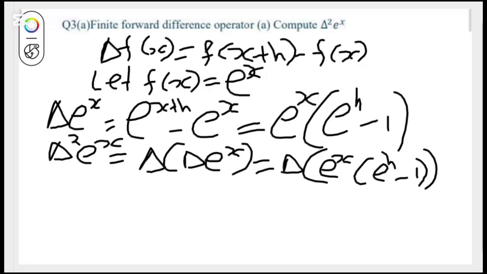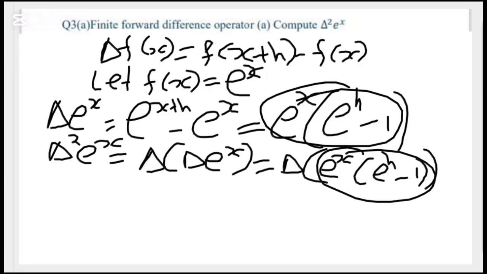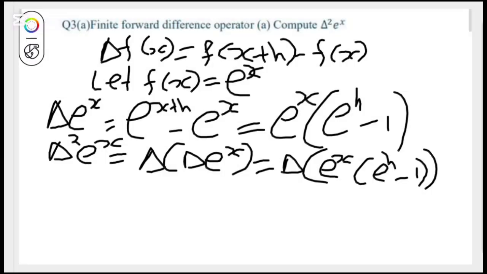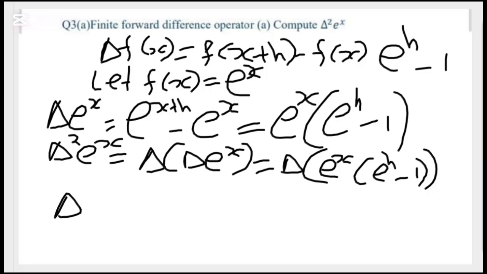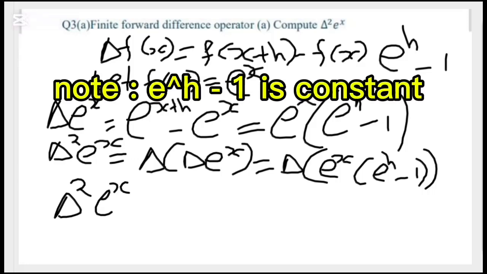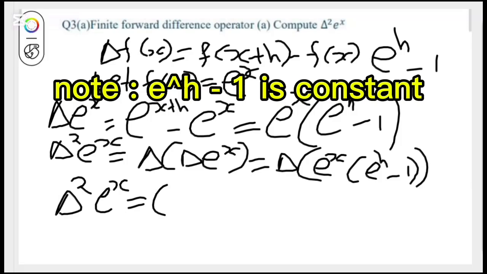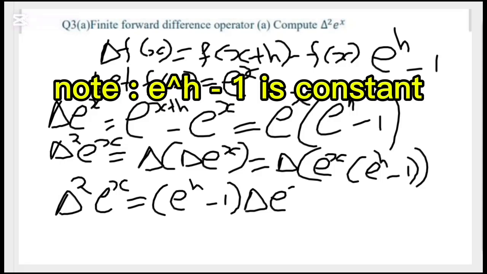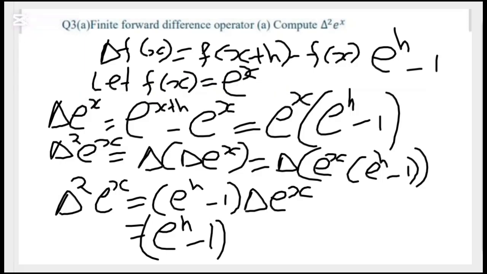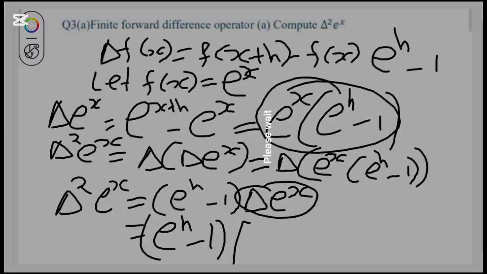You don't have to be confused because I'm just putting this value of d e to the power of x. So the next thing that I'm going to do, because e to the power of h minus 1 is constant with respect to x, I will say that d square e to the power of x will be equal to e to the h minus 1 multiplied by d e to the x, and hence this e to the h minus 1 will be multiplied by d of e to the x, which is this.